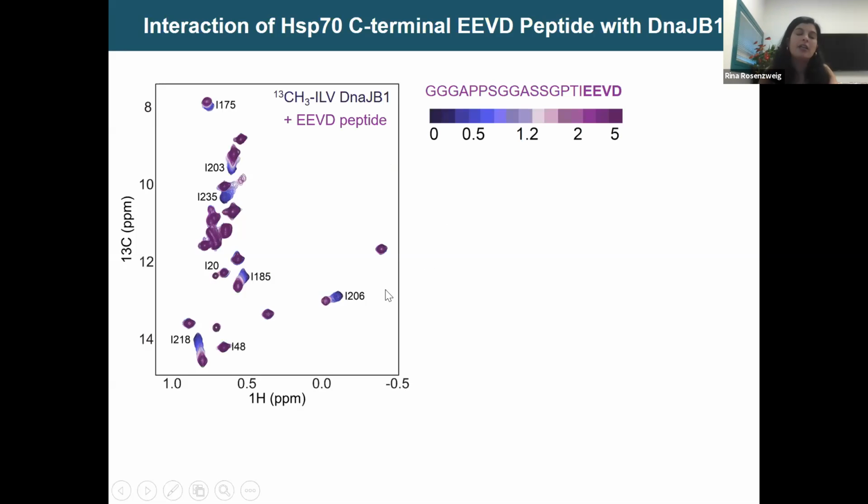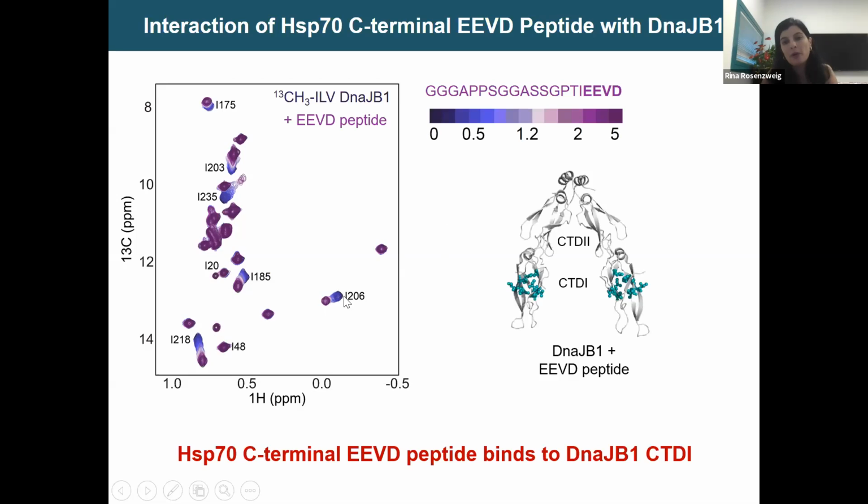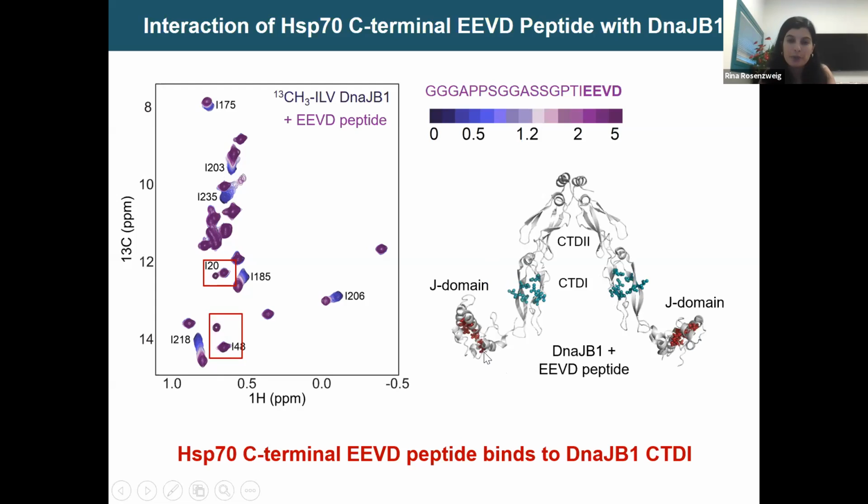So we did the titration, and you can see now that as we add the peptide, we have binding, beautiful fast exchange binding. We can map all of those residues to the area in CTD1, mimicking completely the binding of the full-length HSP70. So we know that in CTD1, it's only the C-terminal tail of HSP70 that binds. But when we examined the spectrum closely, we saw that in addition to those beautiful fast exchanging peaks, we also have peaks in slow exchange.